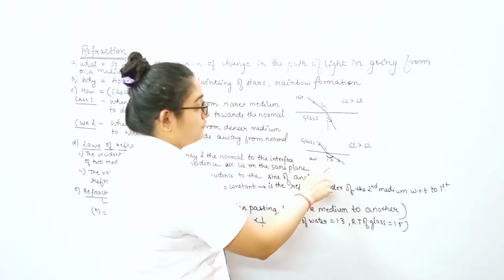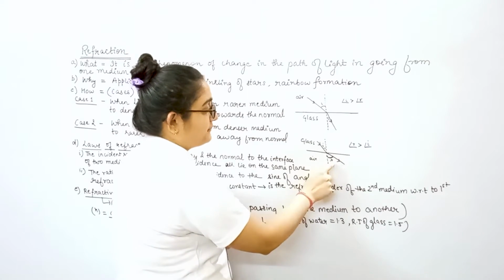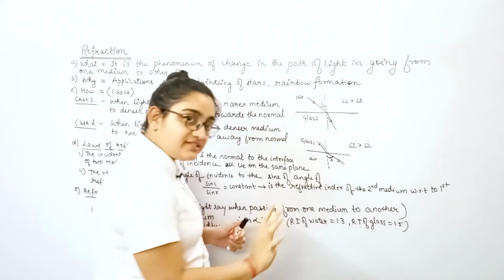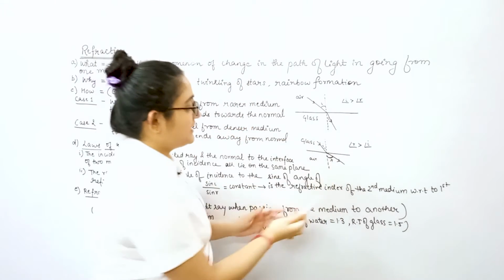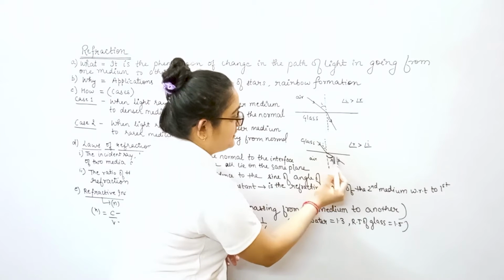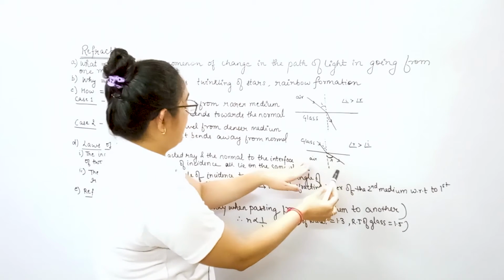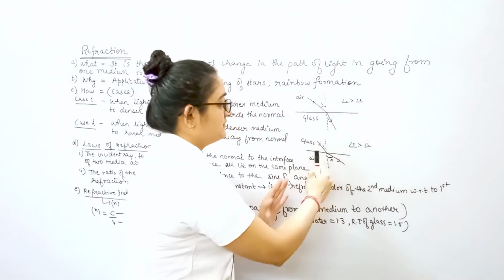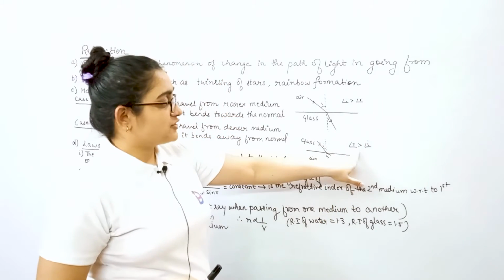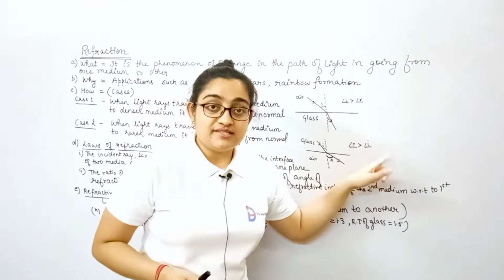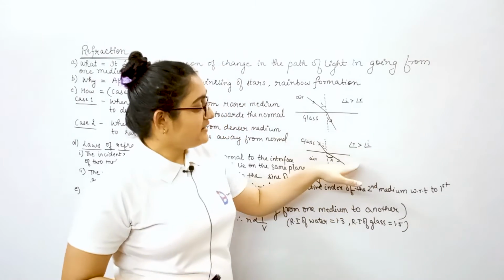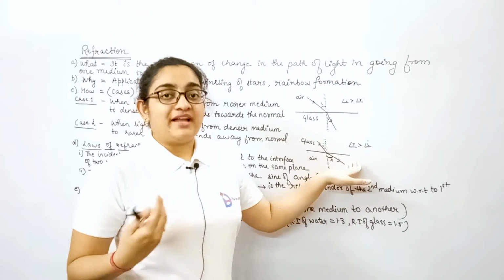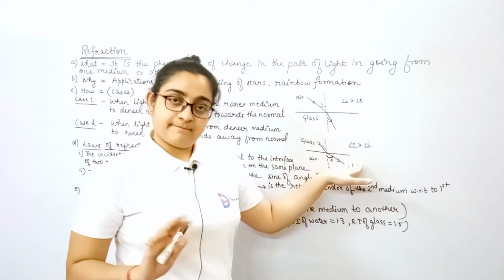Now, what will be the situation here? The angle of refraction will be greater than the angle of incidence, because you can see that this refracted ray is bending where? Bending away from the normal. So away from the normal, the angle of refraction will be greater than the angle of incidence in this situation. And why is this the case? Because the speed of the light ray is increasing.